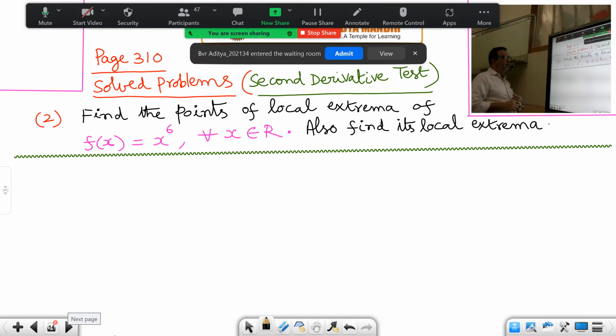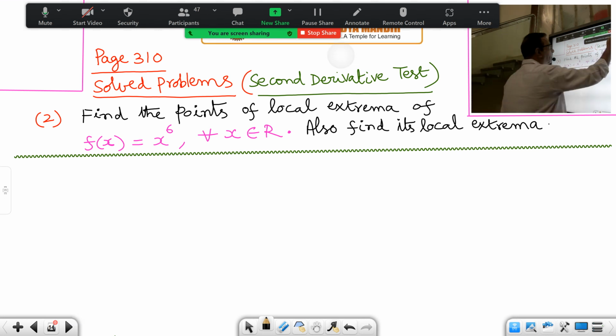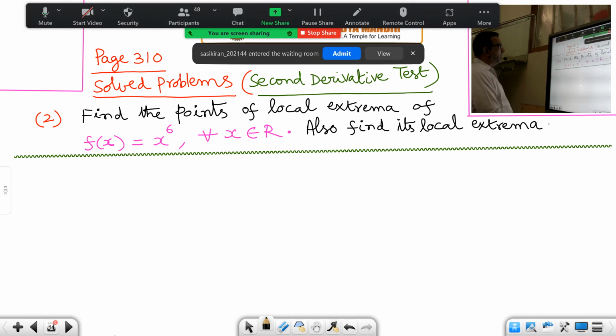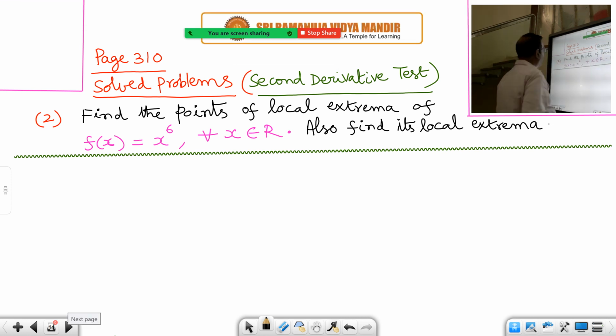All of you please take out the textbooks, page number 310, Maths 1B textbook. Solved problem 1 we completed yesterday. So second one I have written already on the board. Please read it.